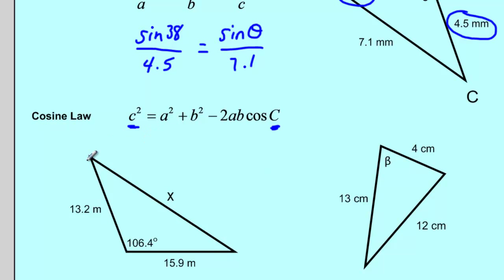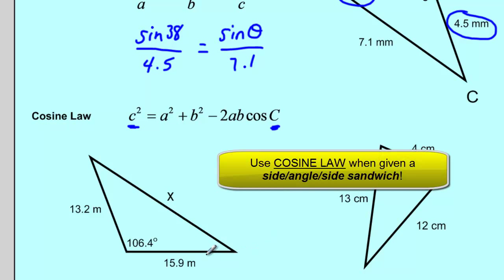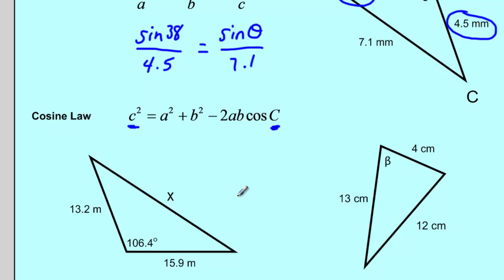One easy way to recognize that we're going to use the cosine law in a triangle is to look for what I call a side, angle, side sandwich. Or, in other words, an angle that's being sandwiched between two sides. So in this case, 106.4 is being sandwiched between the sides 13.2 and 15.9. So if you see a side, angle, side sandwich in your triangle, good chances are that you're going to be using cosine law in the question.